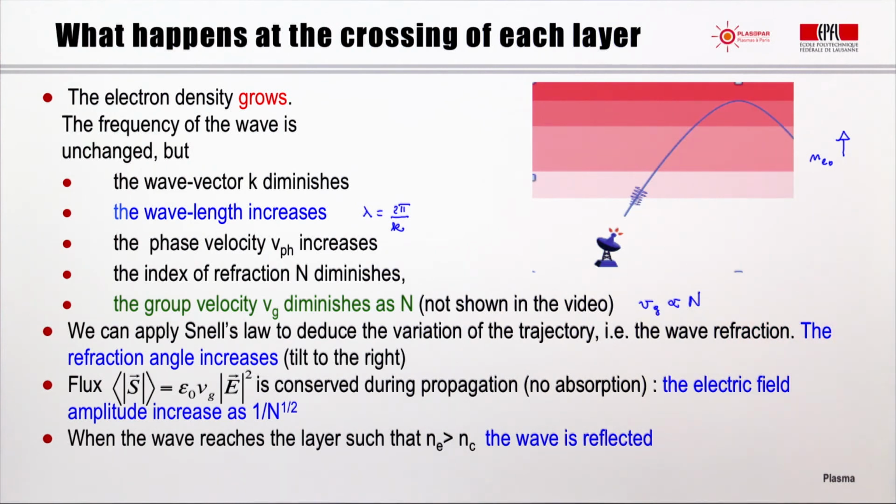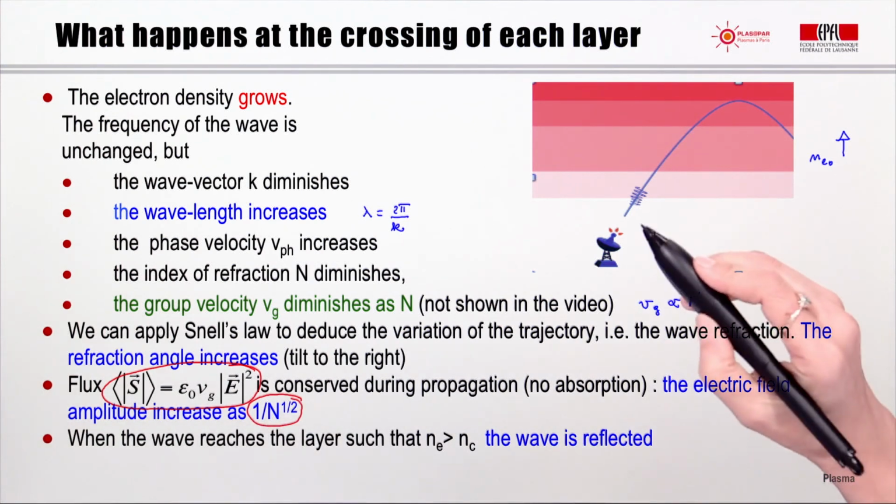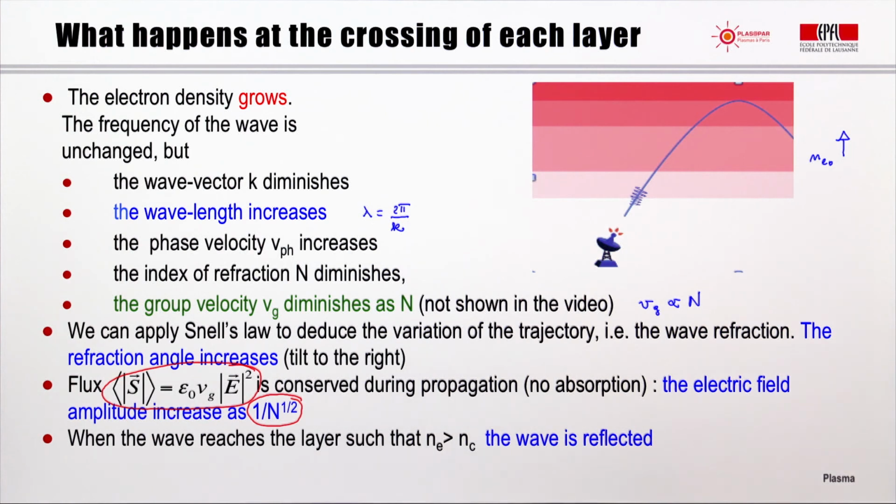And finally, in this process, flux is conserved because the wave is just propagating with no absorption, which is negligible in this low-density plasma. So since flux is conserved, this quantity is constant. And since this quantity is constant, given that the group velocity goes with the index of refraction, it means that the electric field will increase as 1 over the index of refraction to the 1/2. And again, you see this in the video where the amplitude of the electric field increases. Finally, when the wave reaches the layer such that the density is above the critical density, the wave is reflected, and the reverse trajectory is done by the wave.